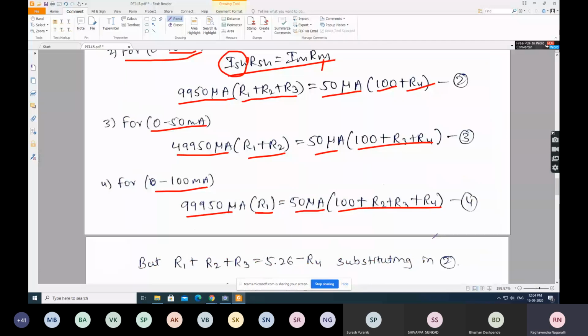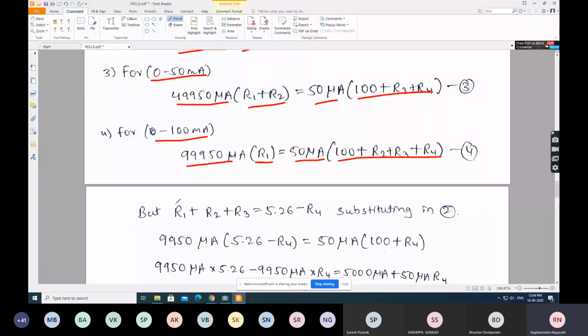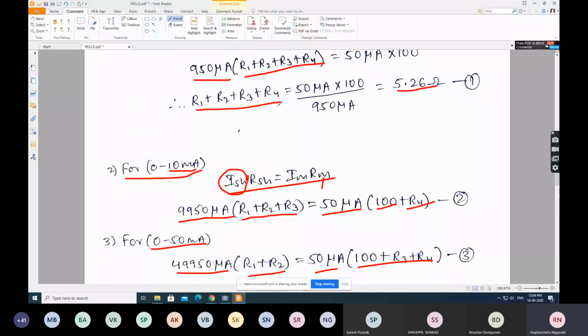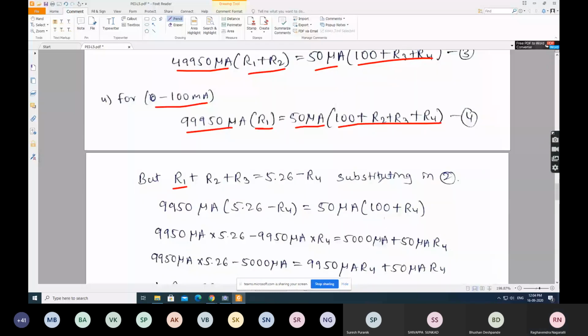So now let's use those equations to get these values independently, R1, R2, R3, and R4. From equation 1, we know that R1 plus R2 plus R3 plus R4 is equal to 5.26. We will send one variable to this side. So this becomes R1 plus R2 plus R3 is equal to 5.26 minus R4. Okay. And this we are substituting in equation number 2.